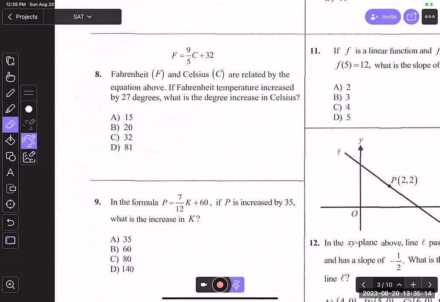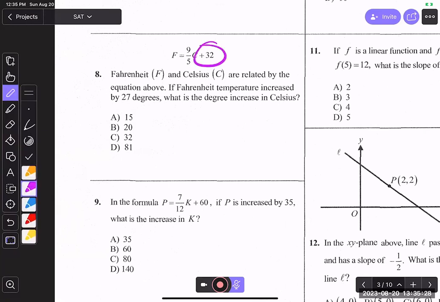I don't remember if I remember this correctly, but wasn't it like F over C is equivalent to 9/5? Not quite, not really F over C, because remember there's always this flat plus 32 here. It's not exactly 9/5.